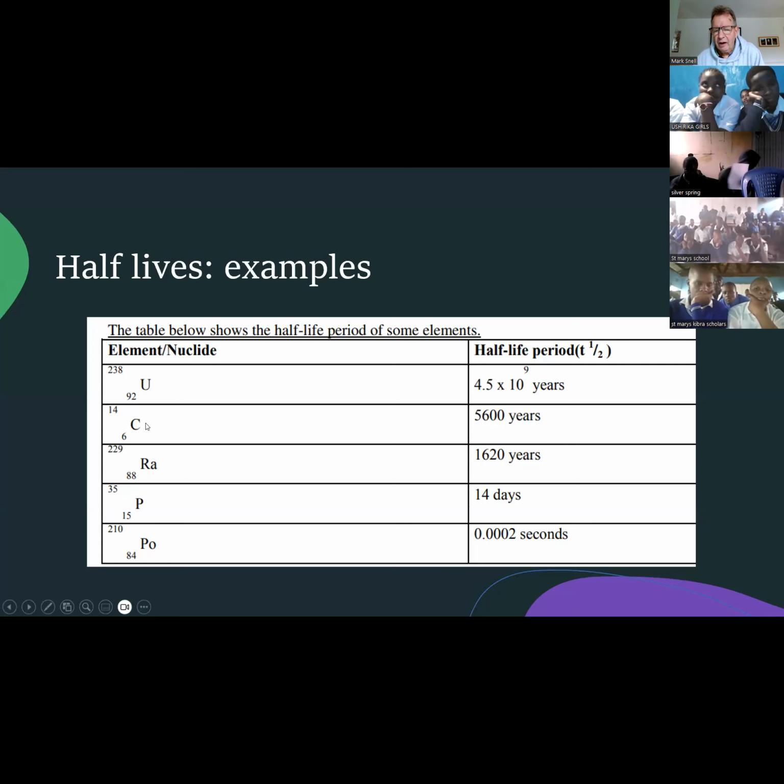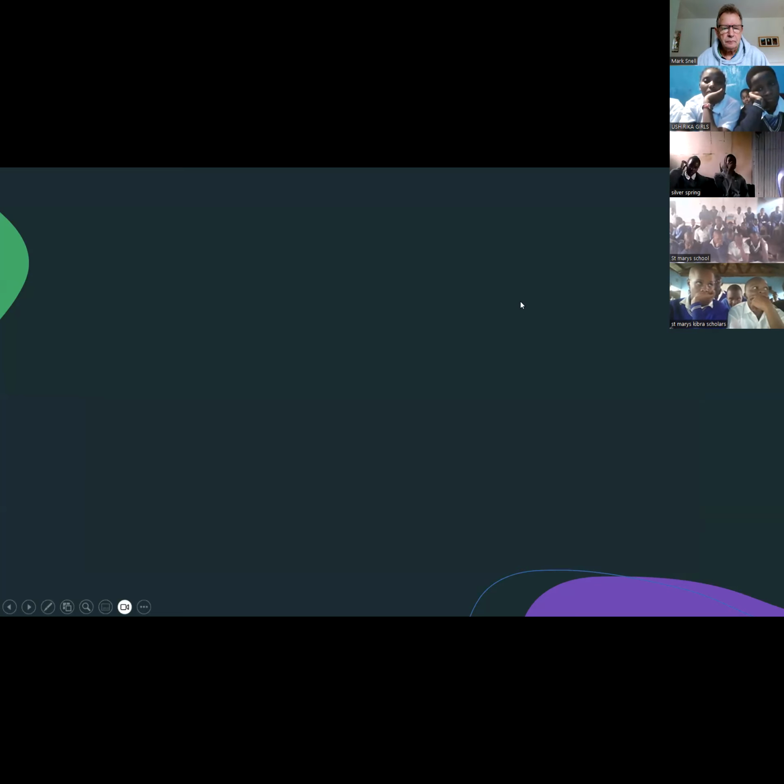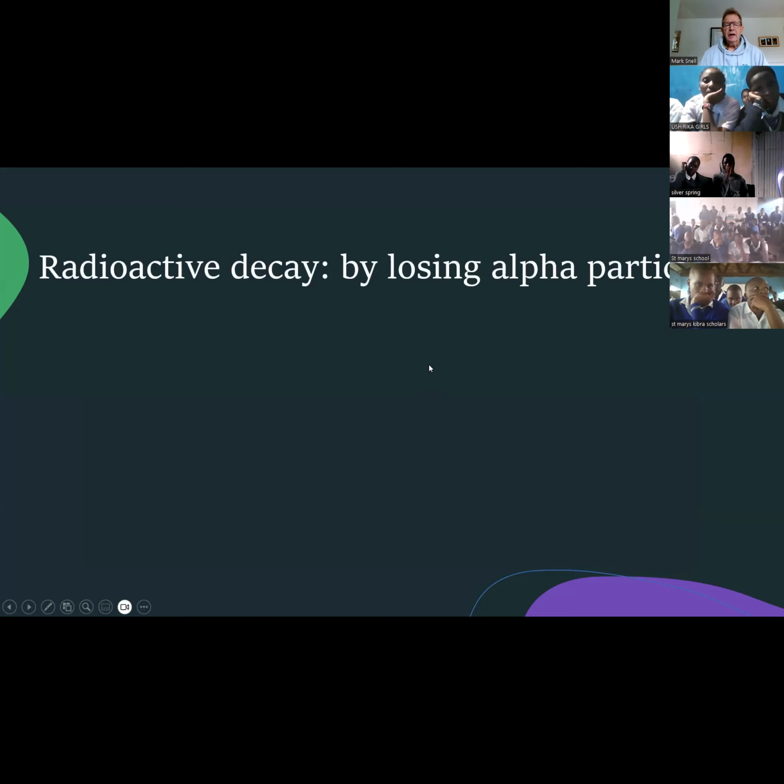If I had 10 grams of carbon-14, after 5,600 years, I would have 5 grams. After 5,600 more years, I would have 2.5, then 1.25, and so on. Okay, it's very important that you understand that it doesn't matter what the half-life is, it means the same thing.